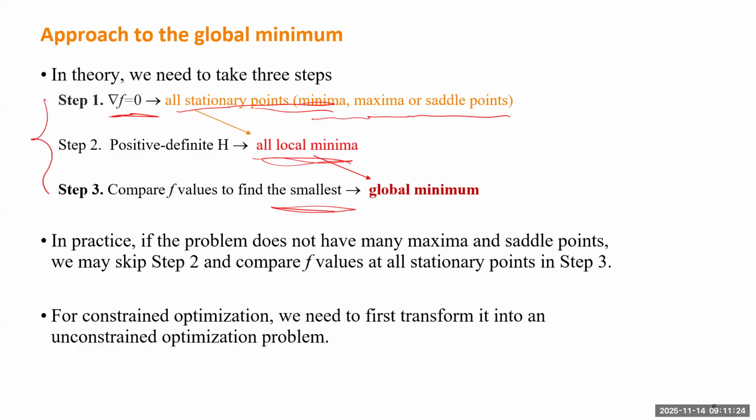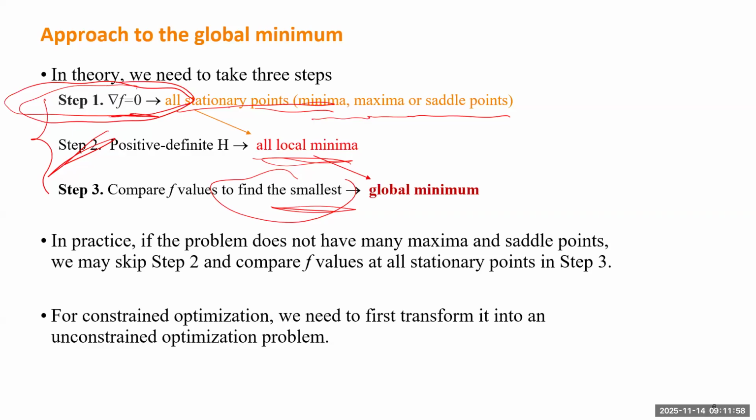But if your problem doesn't have very high dimension, so not many variables, so the number of stationary points or minimum points are not many, you can skip over step 2. You only find the stationary points and calculate the function values at those points, and then simply find the smallest one. So that will be your final solution. So the key in this section will be calculating this gradient vector.